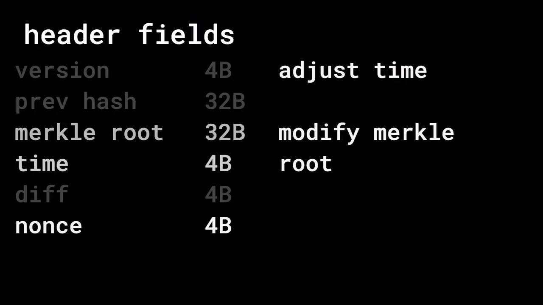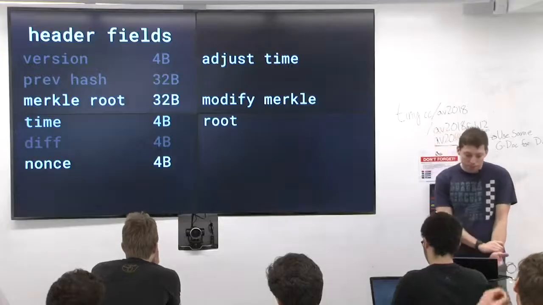Any questions about this header and this format and anything about it? It's pretty compact, right? It's 80 bytes.